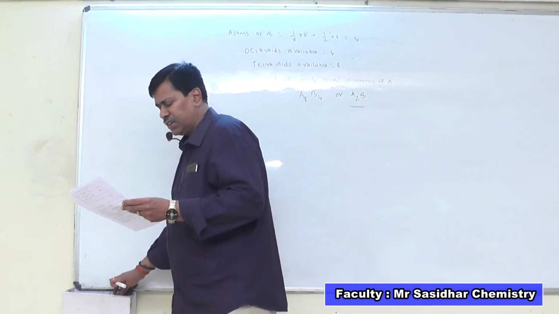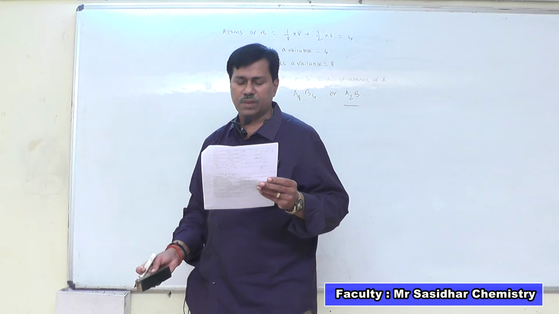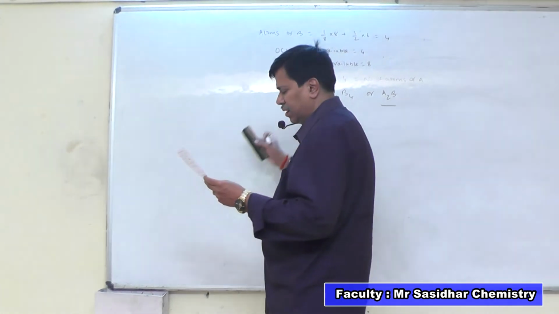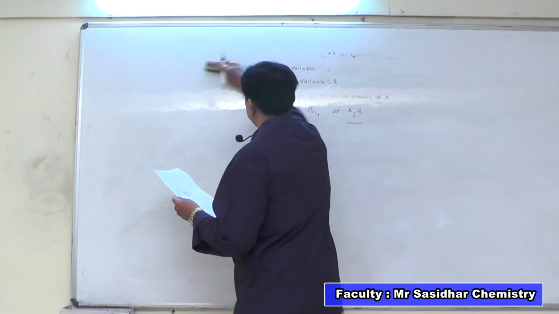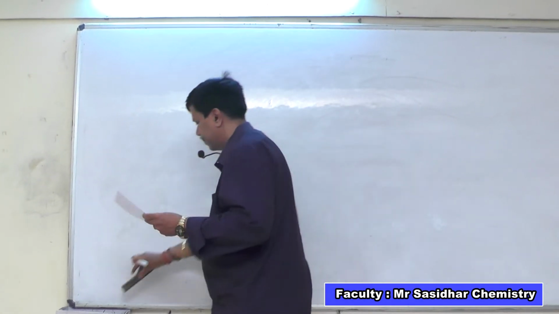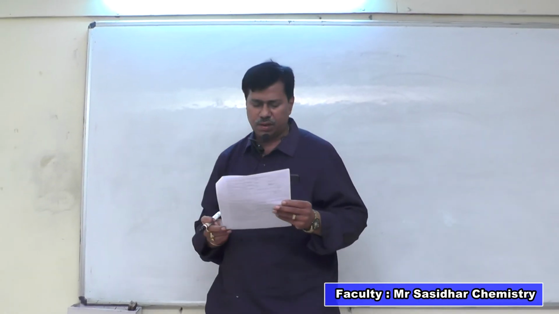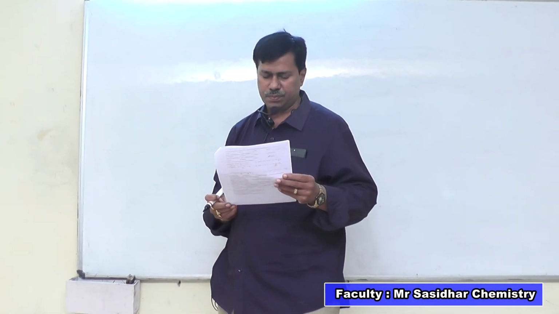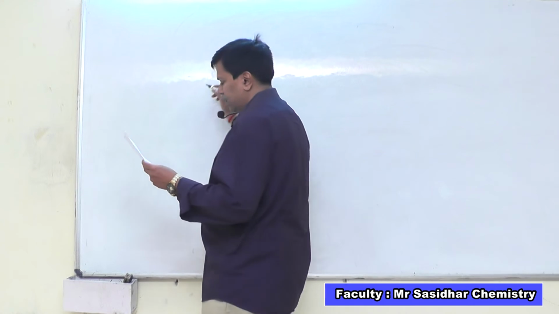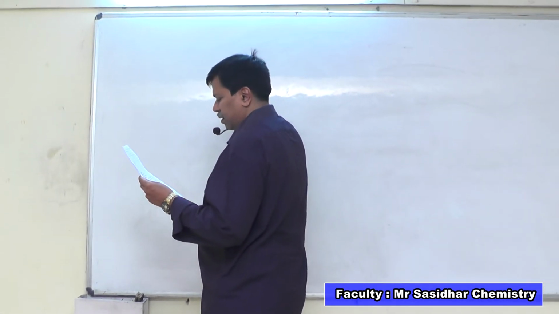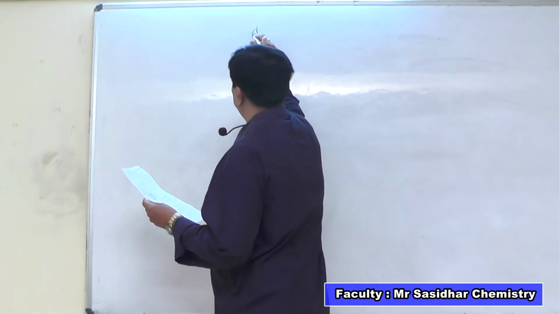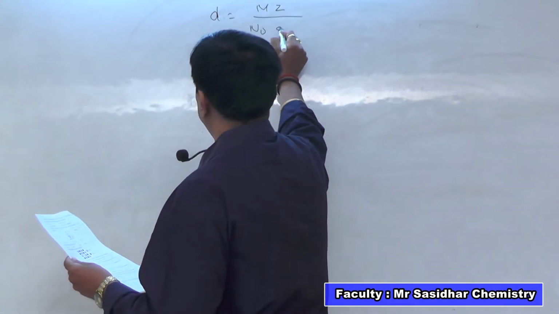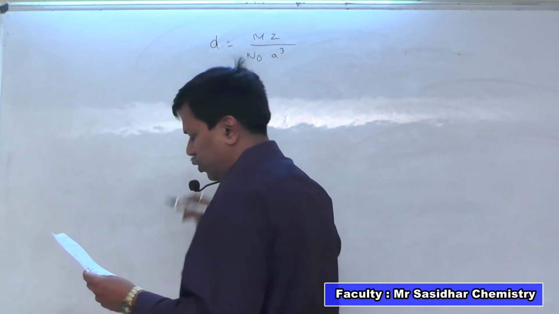45. Unit cell edge length of NaCl is given as 600 picometers. Then the density will be, so in NaCl there will be 4 formula units per unit cell, and edge length is given 600 picometers. So let us put the formula D equal to mz by N naught a cube.